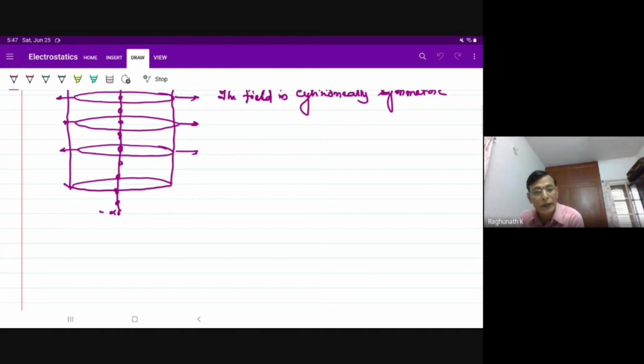The field because of point sources, or ultimately we'll say spherical sources, is spherically symmetric. The field because of a line charge or cylindrical charge as the source is cylindrically symmetric. Later on, in the continuation, I will definitely extend it.